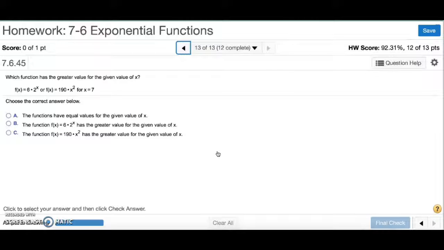Which function has a greater value for the given value of x? We have f of x equals 6 times 2 to the x, or f of x equals 190 times x squared, for x equals 7. So let's put those into the calculator and see which one is greater.